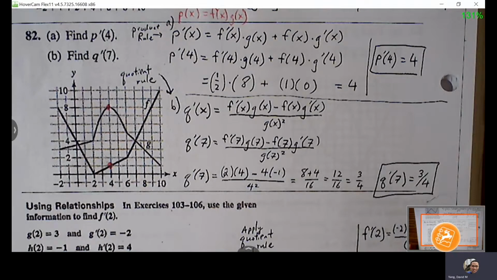Part B, find Q prime of 7. Q of x is defined as f of x over g of x. So we go through quotient rule, replace all the x values with 7, and then we go back to our graph. Okay, so spend a minute going through part B and see if all those values and slope values make sense.